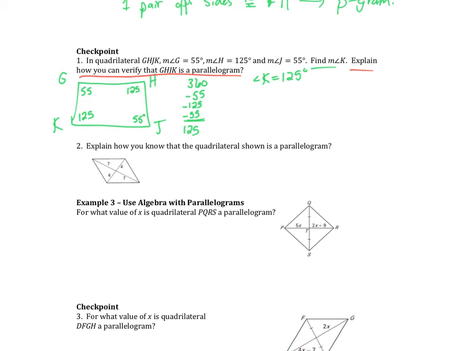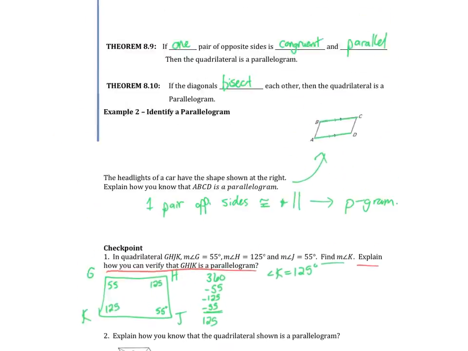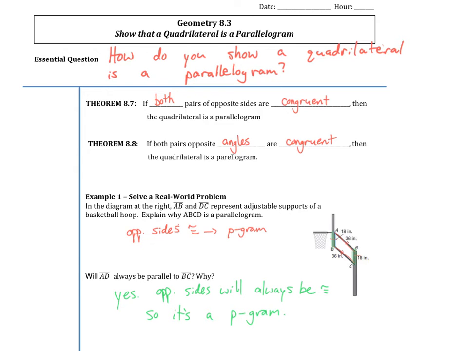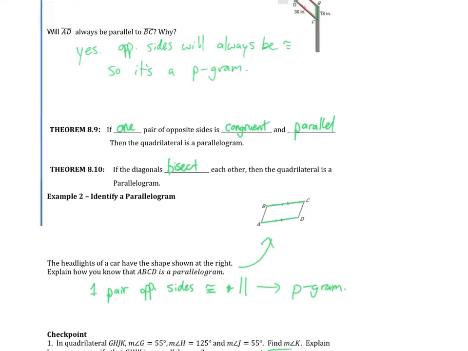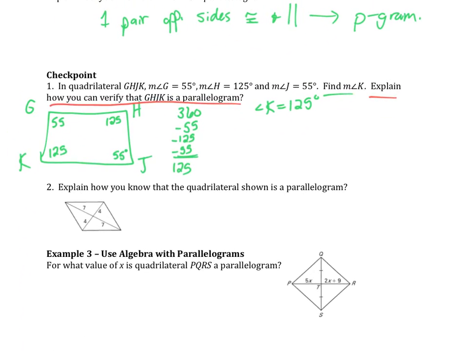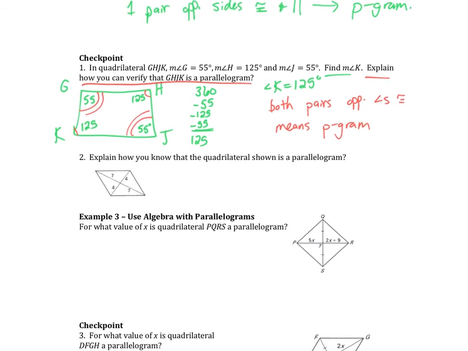Then we have to explain how we can verify that this is a parallelogram. To verify it's a parallelogram, we have to think back to our theorems above. If we look back, Theorem 8.8 says if both pairs of opposite angles are congruent, it's a parallelogram. So down here, both pairs of opposite angles are congruent, 55 and 125. So we'll write that down. Both pairs of opposite angles congruent means it's a p-gram. So that's how we can verify that it was a parallelogram.